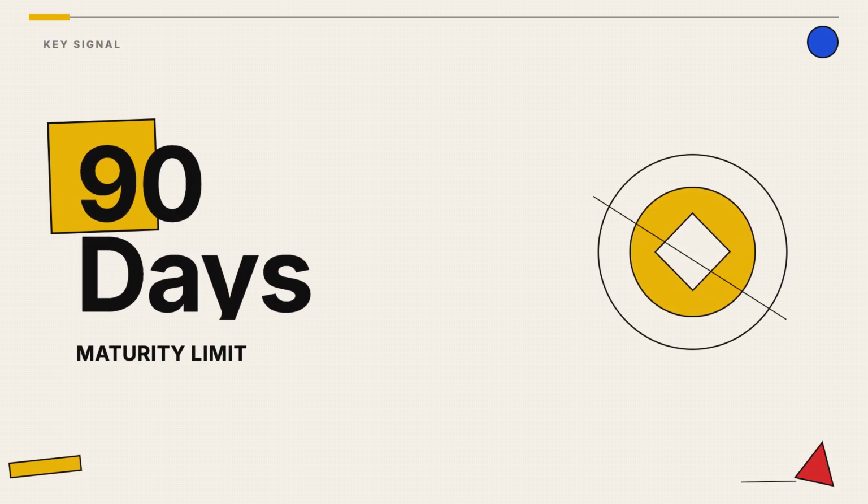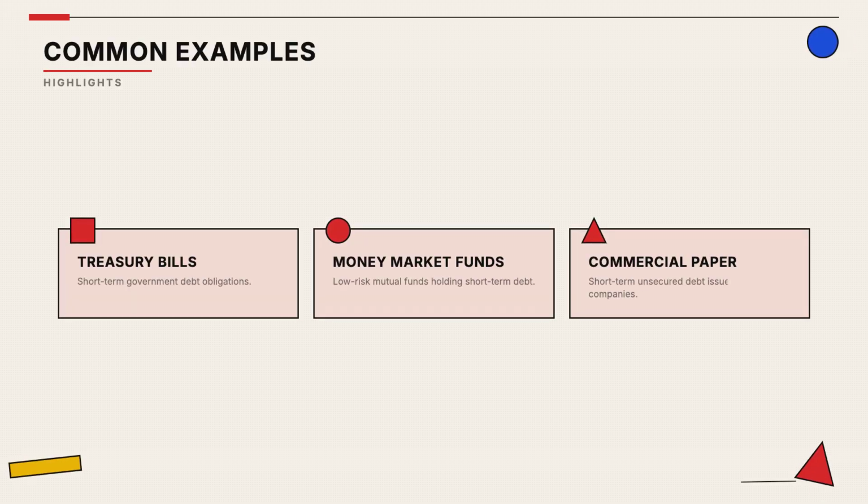To be considered a cash equivalent, an investment must be highly liquid and have a maturity date of 3 months or less. These are low-risk vehicles designed to preserve the principal amount while earning a small amount of interest compared to a standard checking account.